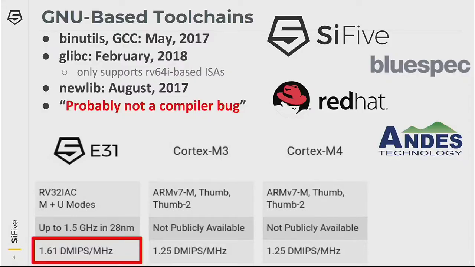Nothing worked. But we're at the point where if your code doesn't do what you want, it's probably not a compiler bug. It's hard to enumerate everything that's not a compiler bug, but there's one specific one I'd like to call out. If you can't get 1.61 DMIPS per megahertz on the E31, it's not a compiler bug, so please stop calling.